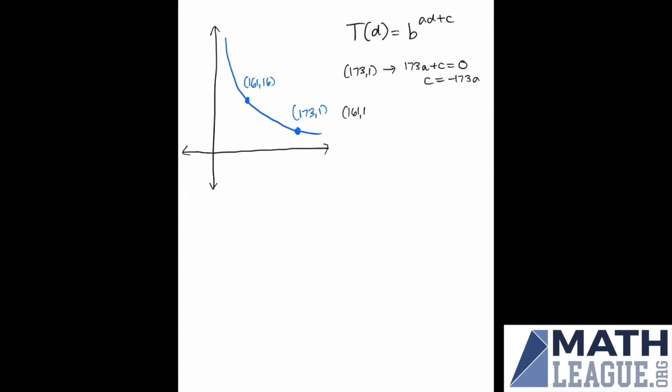The other thing I can use is (161, 16). Now, by doing the substitution, I get that b to the power of the quantity 161a minus 173a is equal to 16. Then I can simplify that to b to the power of negative 12a is equal to 16. And b to the power of a, to the power of negative 12, is equal to 16 from those exponent properties, so b to the power of a is equal to 16 to the power of negative 1/12.